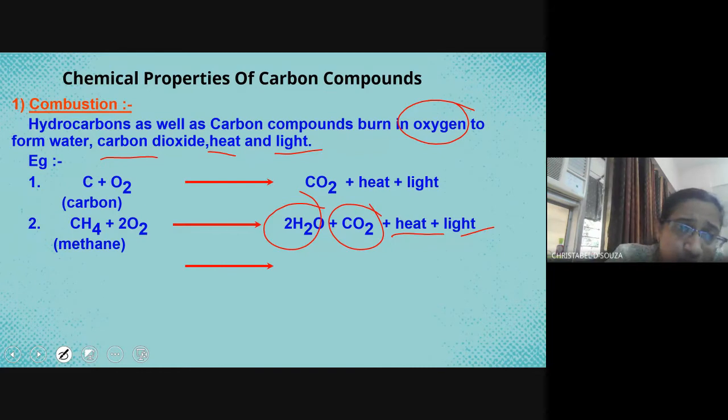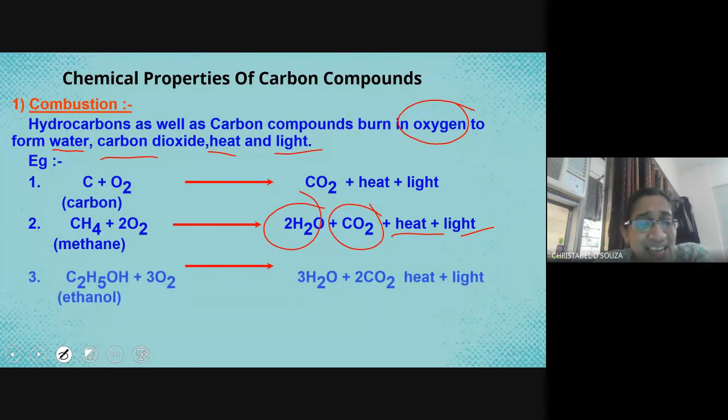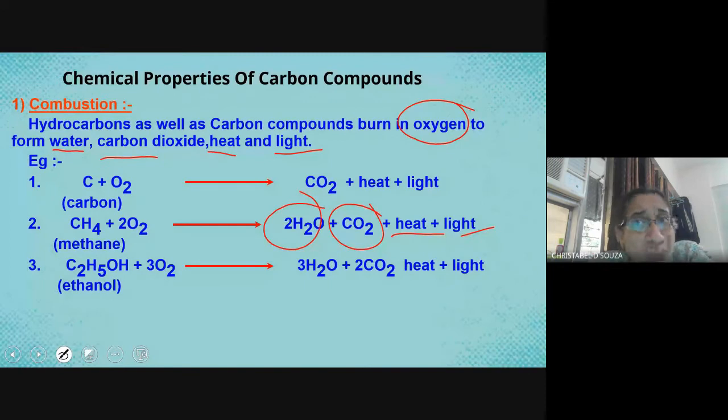I did not mention water initially because I did carbon plus oxygen. In carbon plus oxygen, you get carbon dioxide, heat plus light. So suppose you have a carbon compound, that is a hydrocarbon or other carbon compounds. They burn in oxygen to give carbon dioxide, water, plus heat plus light. And the last one is ethanol. Ethanol, which you have to study, ethyl alcohol.